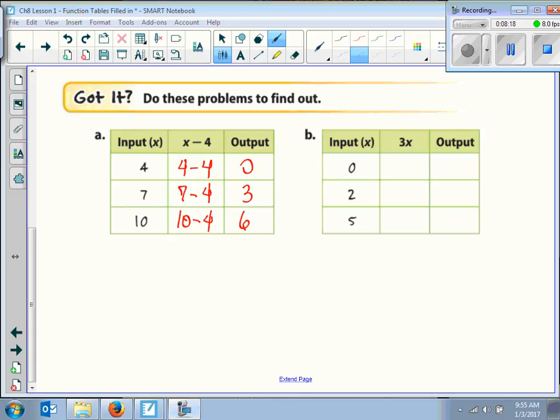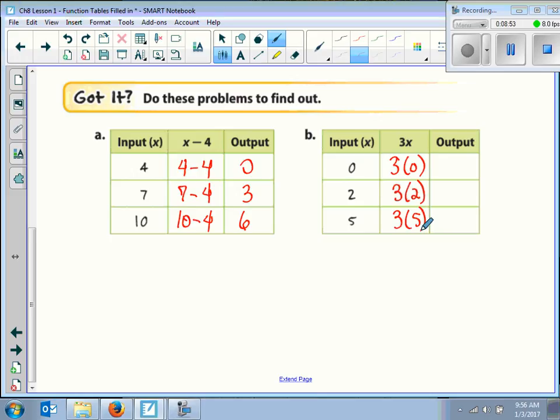All right. So for example B, what are we going to substitute in to the function rule? 3x is the function rule. What's going to go in for x? The input values, which are 0, 2, and 5. Very good. So we have 3 times 0. We have 3 times 2. And we have 3 times 5. And then you just simplify.